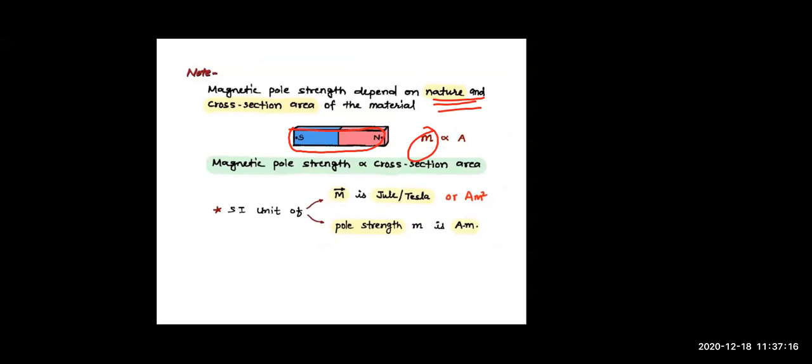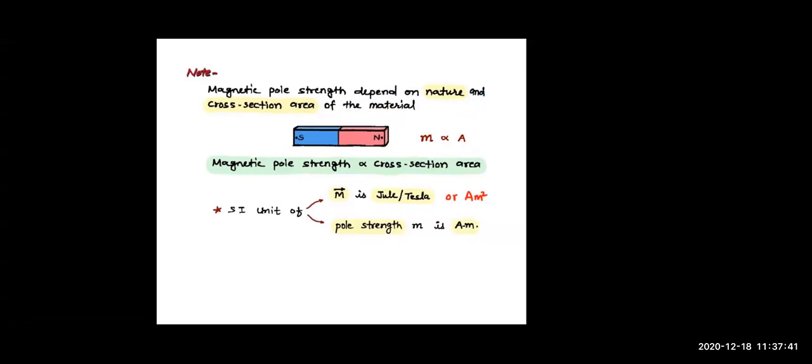Secondly, it will depend upon the cross section area of the material, and here the magnetic pole strength is directly proportional to the cross sectional area. More is the cross sectional area, more will be the magnetic pole strength. Less is the cross sectional area, less is the magnetic pole strength.